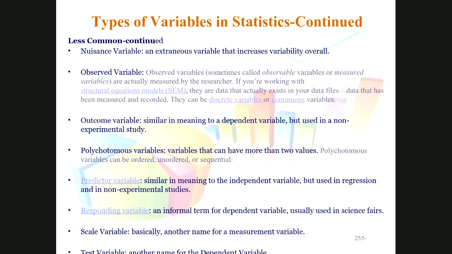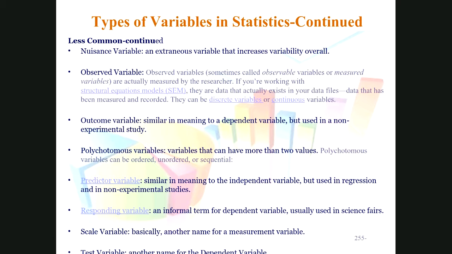Outcome variable is similar in meaning to a dependent variable. A polychotomous variable can have more than two values. That variable can be ordered, unordered, or sequential. You don't want variables like that. If they take on more than one value, it makes your analysis very complicated.